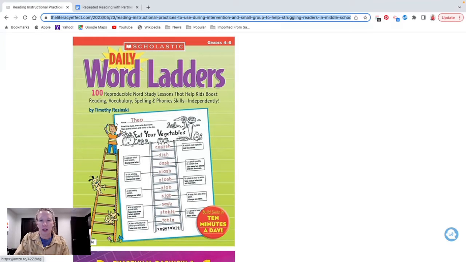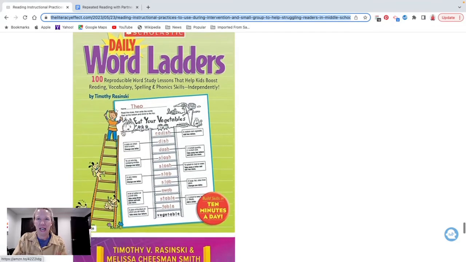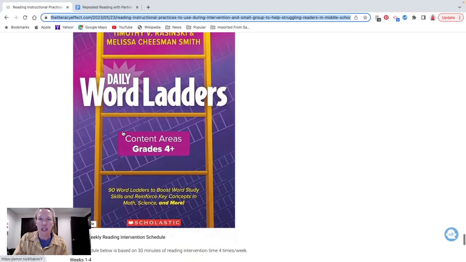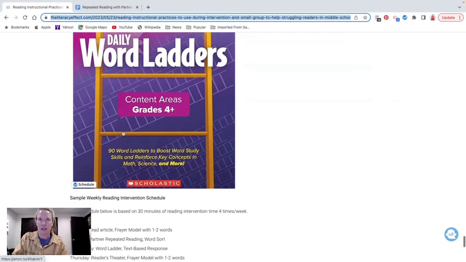So the two that I would recommend for middle school: Daily Word Ladders for grades 4 through 6. That's the highest that it goes. And then the other one is Daily Word Ladders for content areas grades 4+. So both of those would work really great for middle school students.